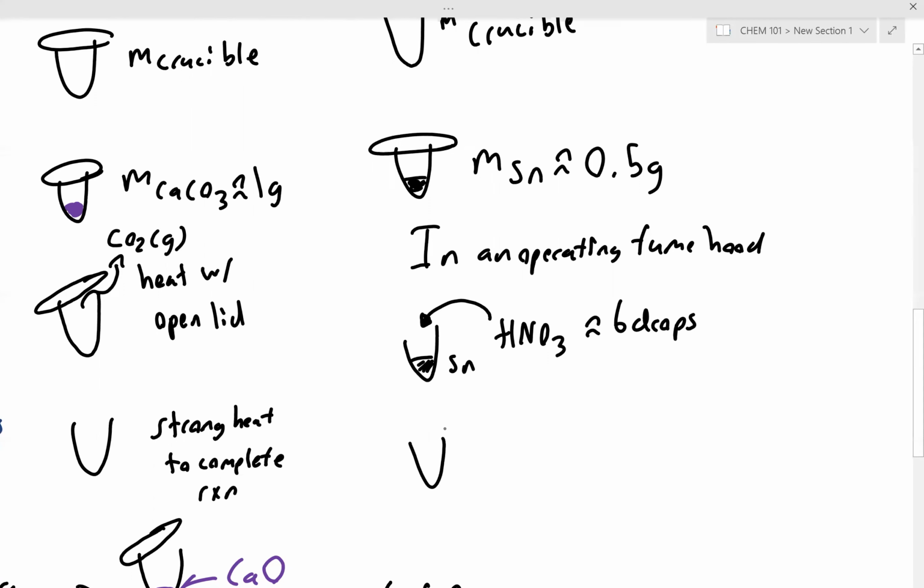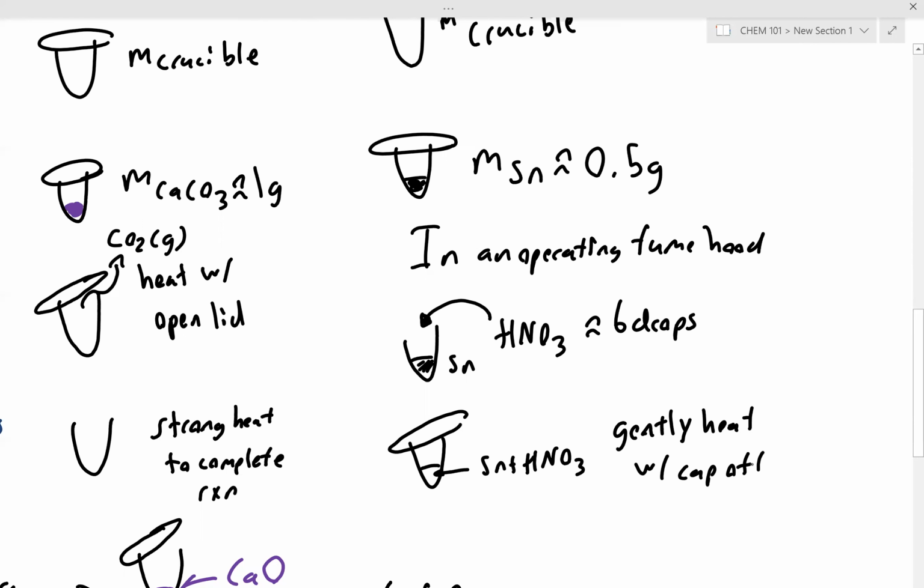Okay, so once you have that established, looking at our procedure, we are going to take our sample, we're going to have our lid partially open, and we're going to gently heat our tin and nitric acid. You're going to gently heat with the cap off. This is why I don't want to see puddles of nitric acid. If you have too much, you've made a mistake. Just add the minimal amount, 6 drops, exactly as required.